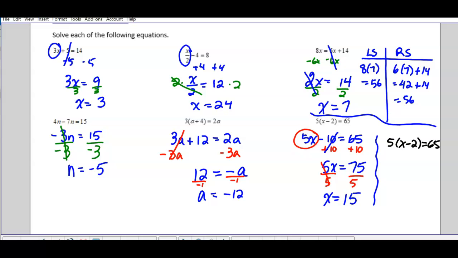So if you have brackets and only a number term on one side, if that coefficient divides into that number, you could do that first. But if it doesn't go in, that means you're going to have fractions, and guaranteed probably something will go wrong. So here, those 5's divide out. So you get x minus 2 equals 13. And then you add 2 to both sides, so x equals 15.